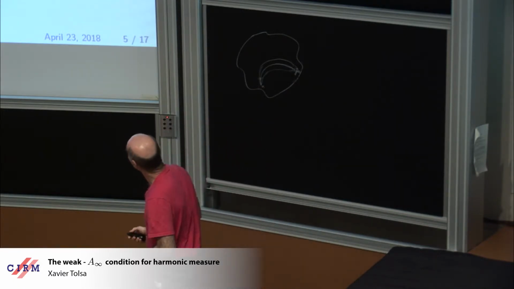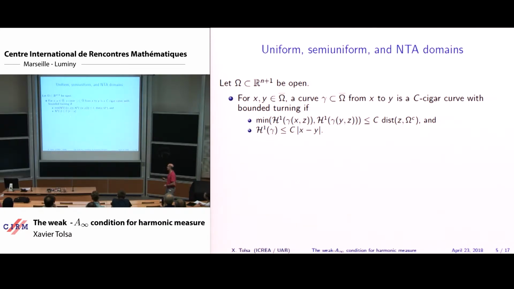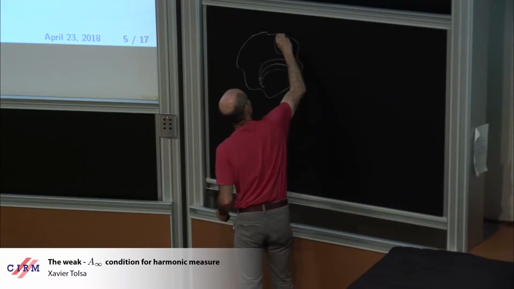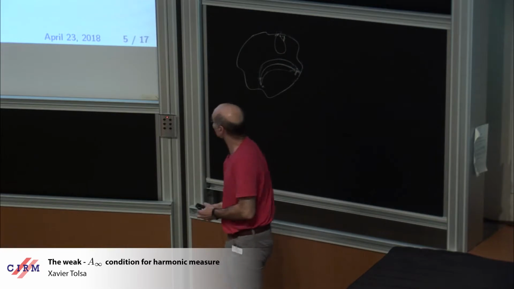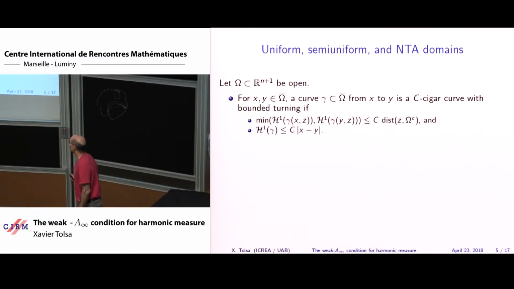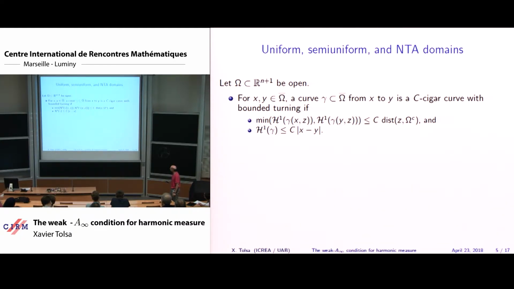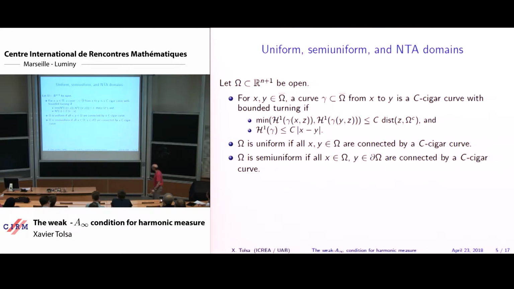Well, and the other condition, the bounded turning condition, says that a curve such as this one is not allowed, for instance. This is x and this is y. The endpoints cannot be too close, or in other words, if the endpoints are very close, then the length of the curve has to be very small. Okay. So then this is a cigar curve with bounded turning, and then we say that omega is a uniform domain if all points x and y in omega can be connected by a cigar curve with bounded turning. I forgot to write, with some uniform constant. So this is a uniform domain.